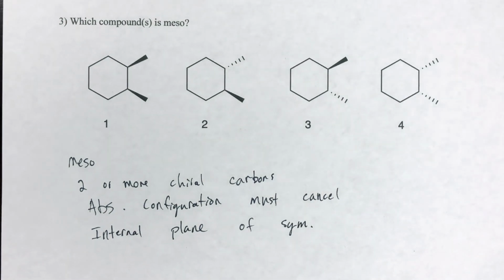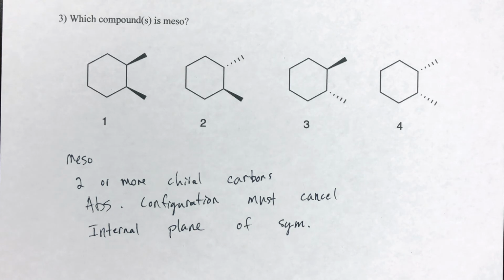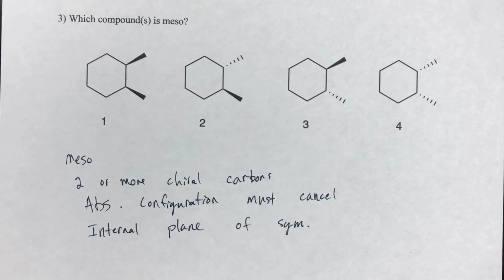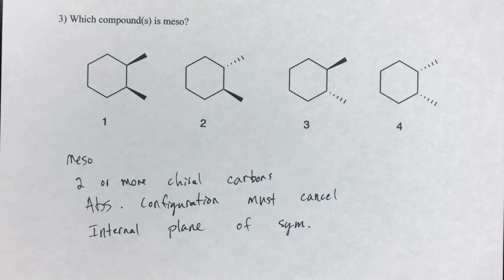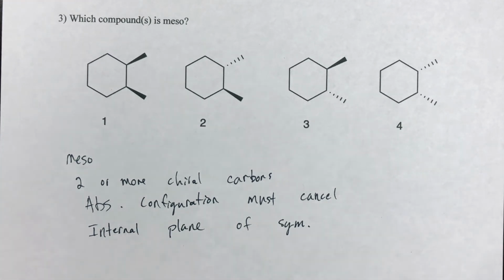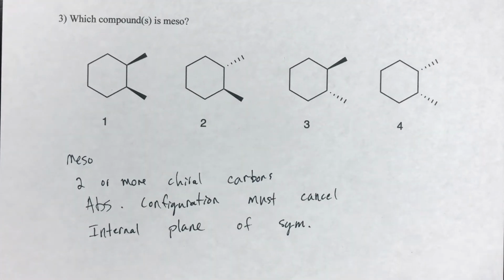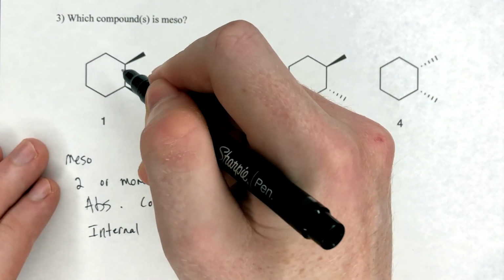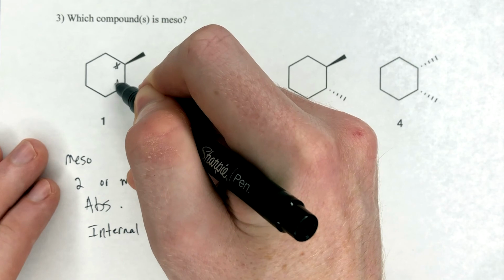So let's go through this. All of these structures have 2 chiral centers, so they could be meso, they meet that minimum requirement, but only 2 of them have internal mirror planes. I'll demonstrate that at the end. So first, let's determine the absolute configuration at each center and show why the mirror plane is only present in 2 of them. So our 2 chiral carbons are this and this.